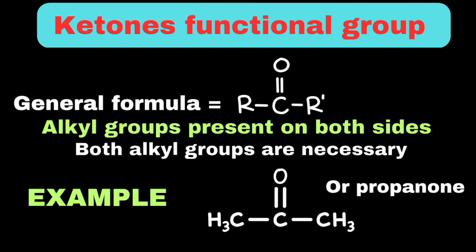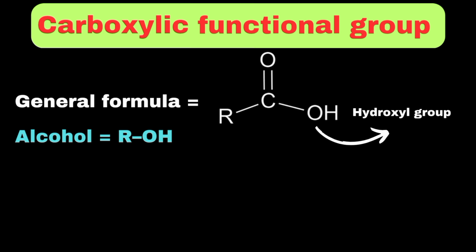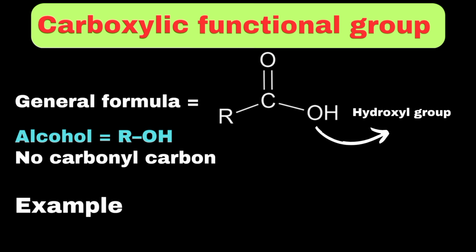Now we will move towards the carboxylic group. Its general formula is RC double bond OOH. Here, we can see that the OH group is attached to the carbonyl carbon along with the alkyl group. We should never confuse alcohol with the carboxylic group. Keep in mind, in the case of alcohols, no carbonyl carbon is present, and the OH group is directly attached to the alkyl group. But in the case of the carboxylic group, carbonyl carbon is present. We can take the example of propanoic acid.